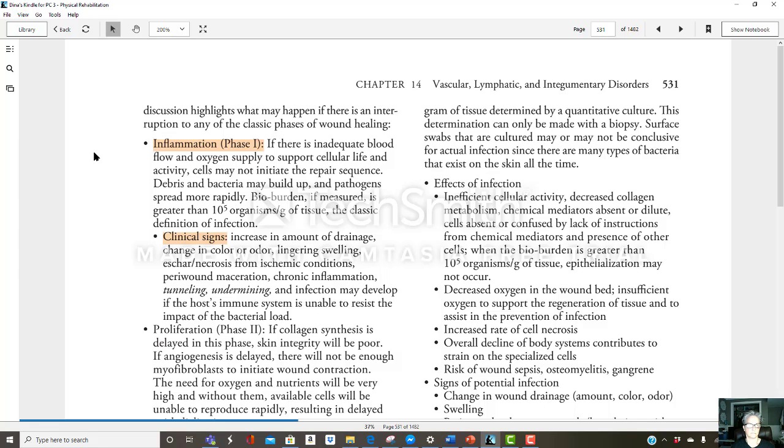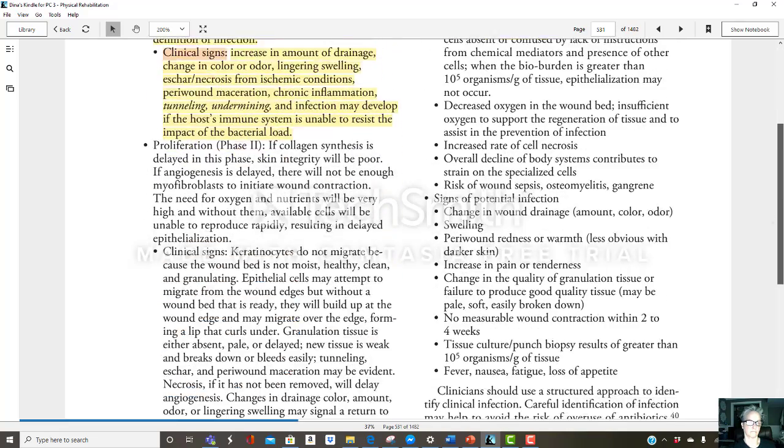Clinical signs: increase in amount of drainage, change in color or odor, lingering swelling, eschar, necrosis from ischemic conditions, periwound maceration, chronic inflammation, tunneling, undermining, and infection may develop if the host's immune system is unable to resist the impact of the bacterial load. Proliferation, phase 2.